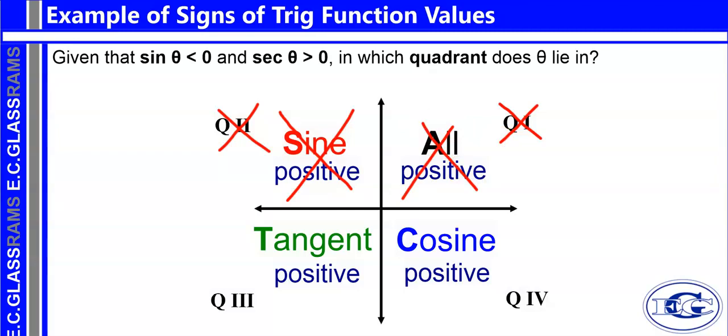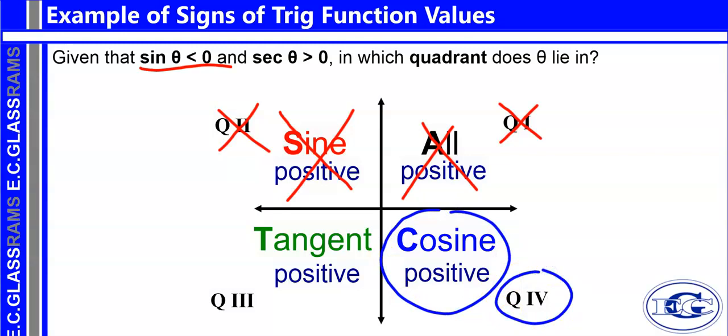Now we look at the second parameter and we say, hey, secant is greater than 0. Secant is the reciprocal of cosine. So if cosine is positive, therefore, we've established that it has to be quadrant 4. And therefore, that will be the final answer to a problem like this.